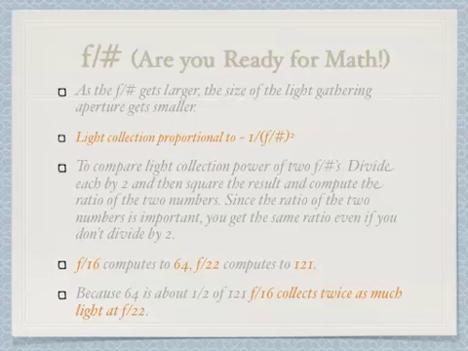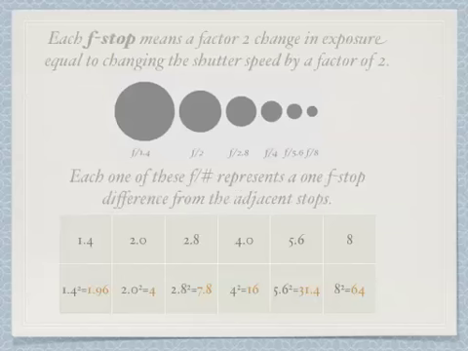Twice as much light as f22. Let's continue talking about f number. Now, something that is sometimes confused or used as a synonym for f number is f-stop. Again, f-stop goes back to the days of manual settings on cameras, and you use the f-stop ring on the lens to set the aperture.